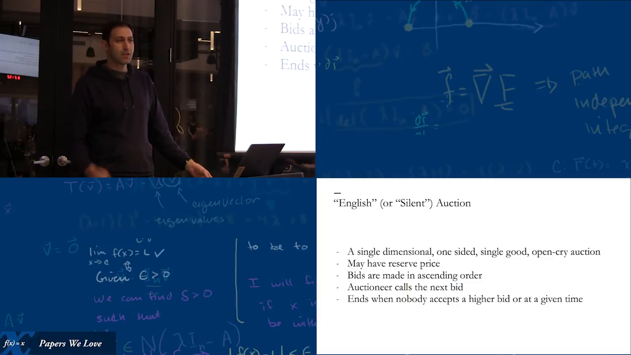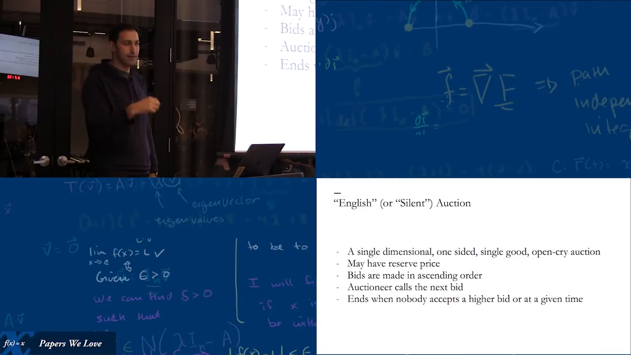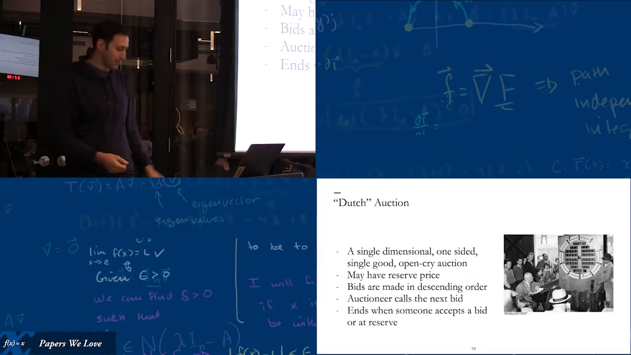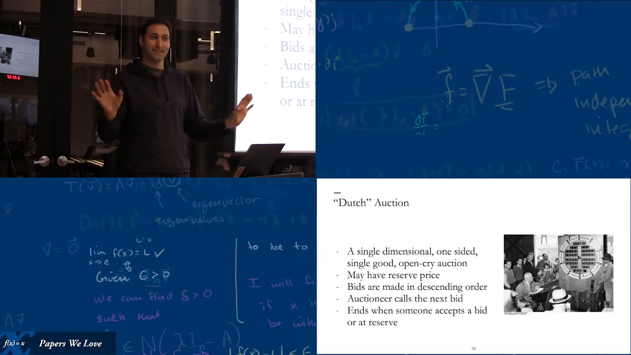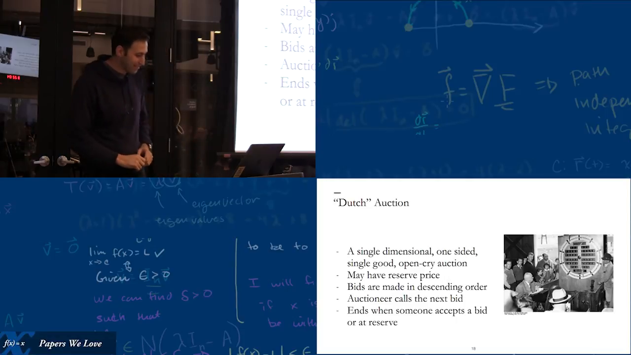Ironically, an auction where we write numbers and everybody can see the paper is called an open cry auction. But it's silent, so it's a little bit confusing.